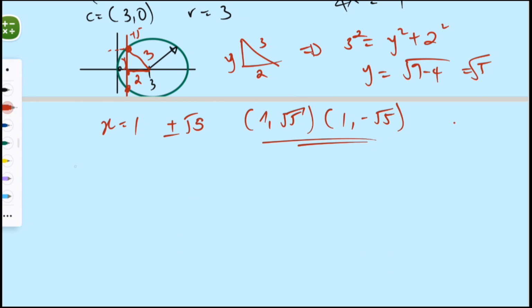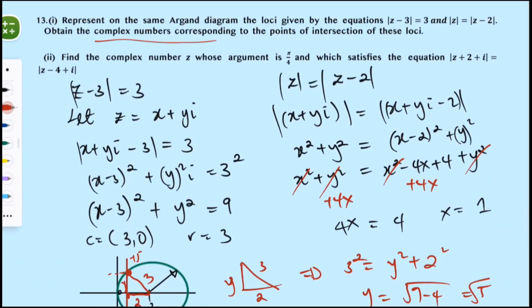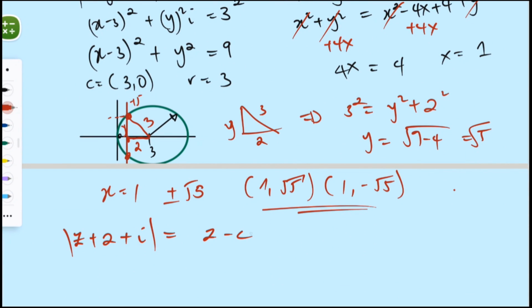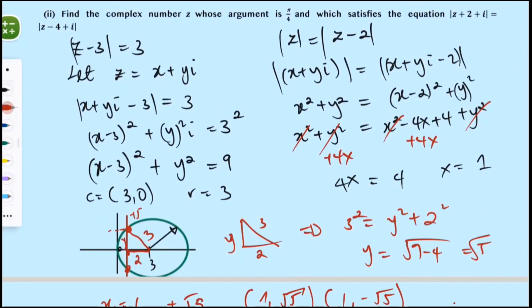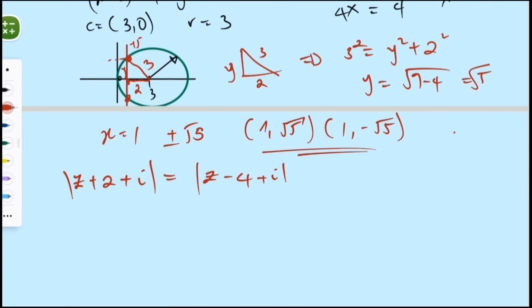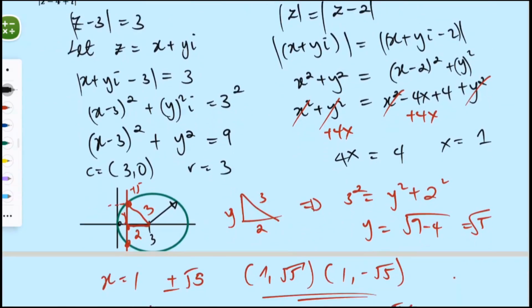Next question, find the complex number z whose argument is pi over 4, which satisfies this equation. Magnitude of z plus 2 plus i should be equal to magnitude of z minus 4 plus i. Okay, and they want us to find the complex number z whose argument is pi over 4. So the argument for z is pi over 4. Keep in mind, argument is practically the same as the tangent. The y over x is the same as the argument of z. Okay, we need to find x and y.